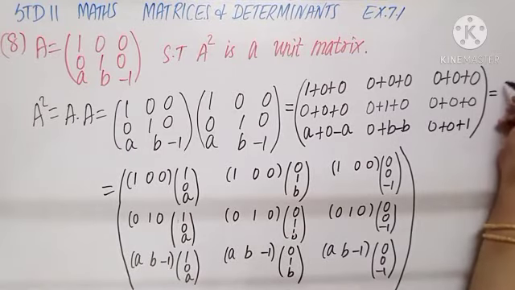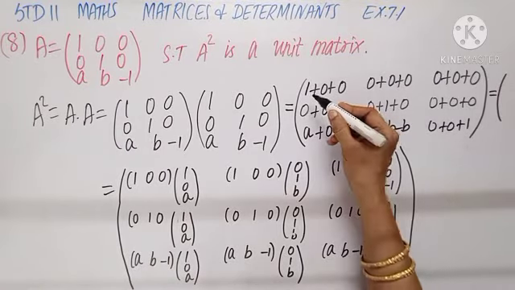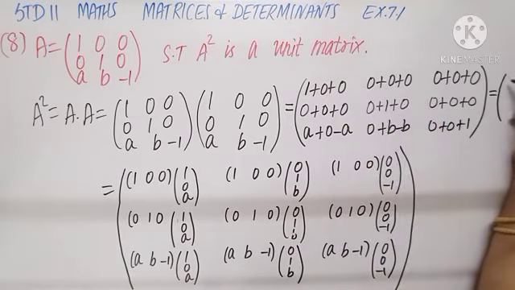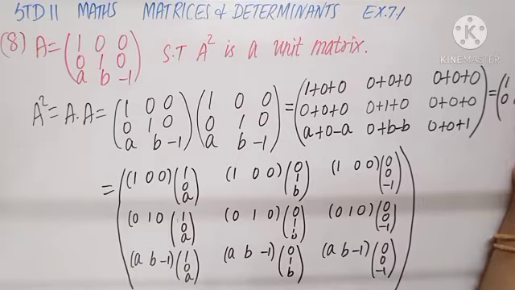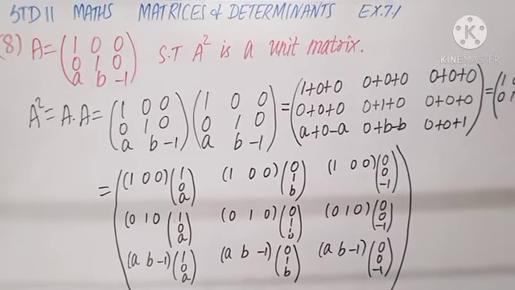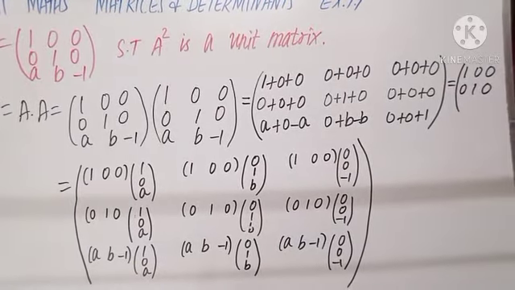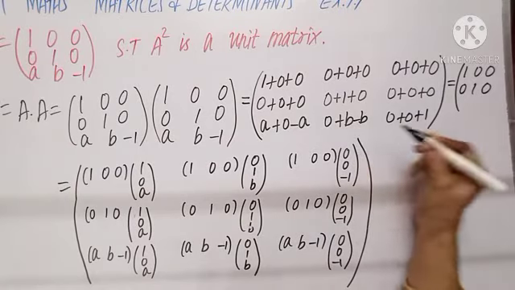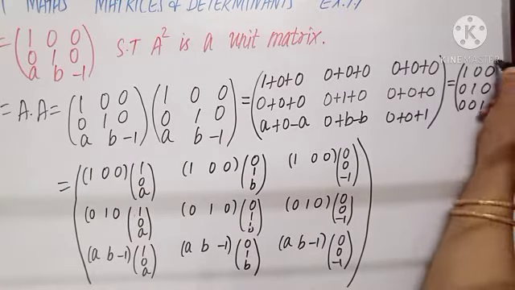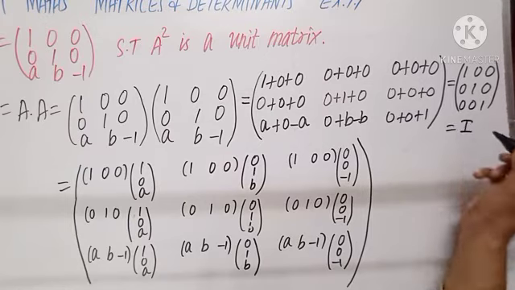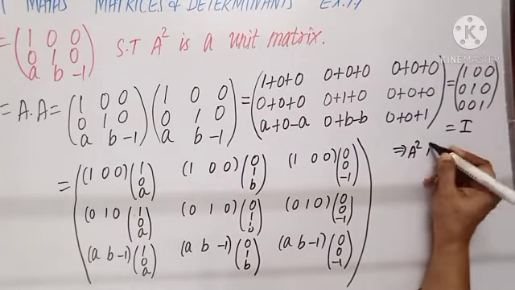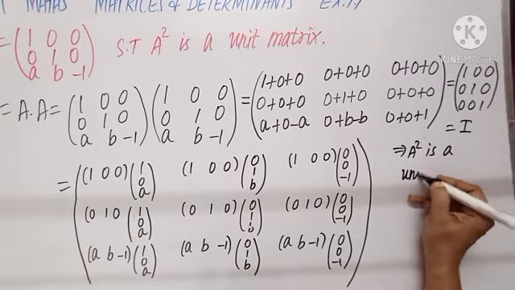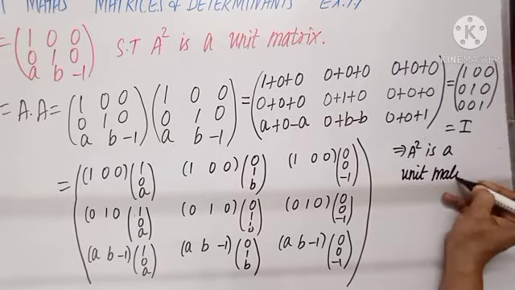As we simplify, we can check. It is 1, 0, 0, 0, 1, 0, and the last row 0, 0, 1, which is nothing but I, and hence we have shown A square is a unit matrix, and hence the problem.